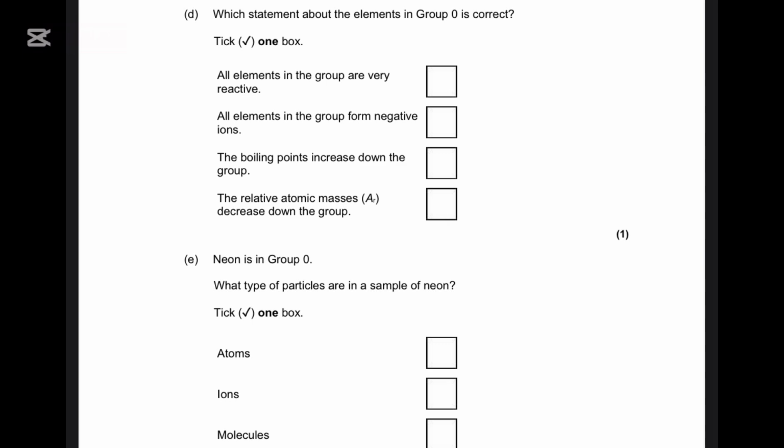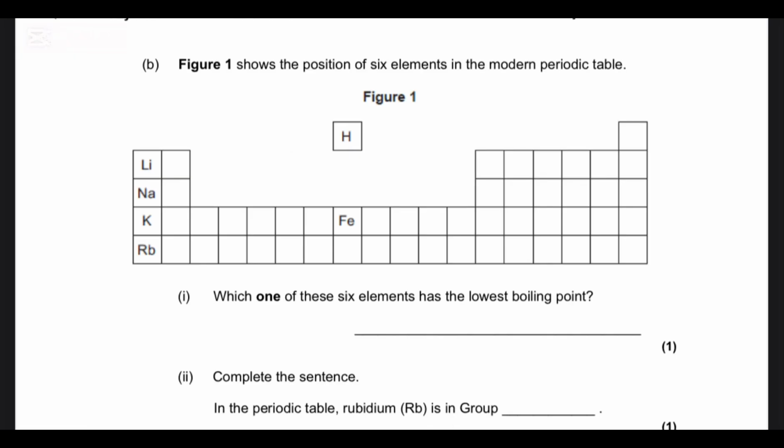You can go to the previous slide and you see there. The next question says, neon is in group 0. What type of particle are in a sample of neon? Is it an atom, is it an ion, or a molecule? It is an atom. An atom is the best answer. The next question on our list is figure 1. It shows the position of 6 elements in the modern periodic table. Which one of these 6 elements has the lowest boiling point? The answer to this particular question is hydrogen. Hydrogen is the one with the lowest boiling point.